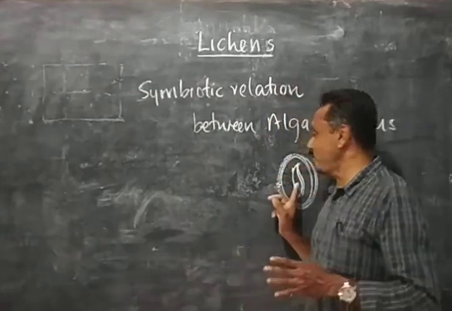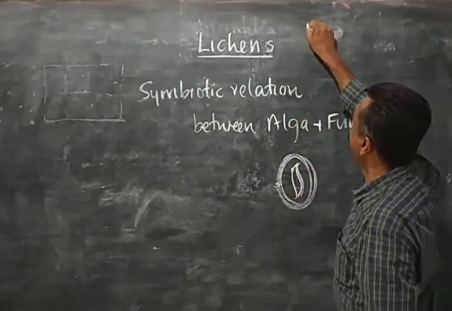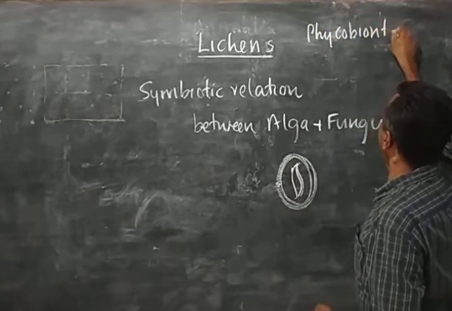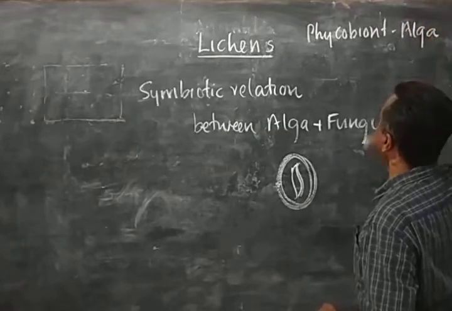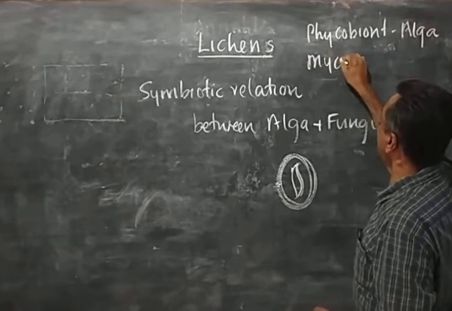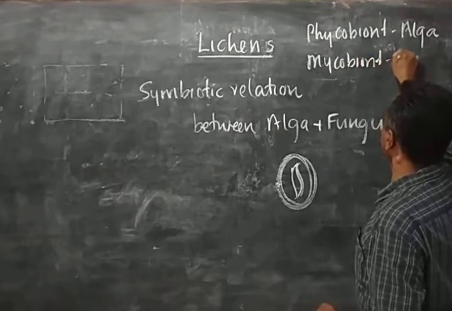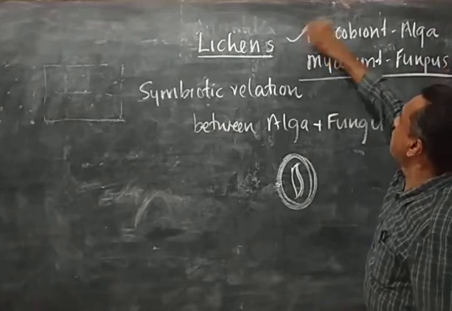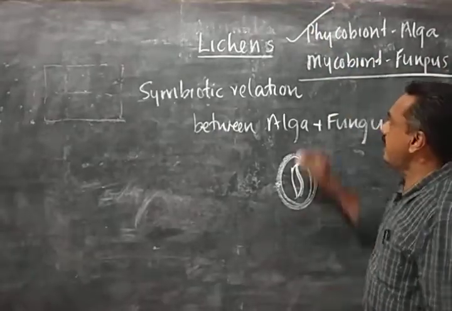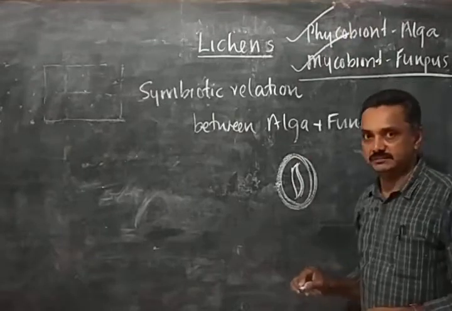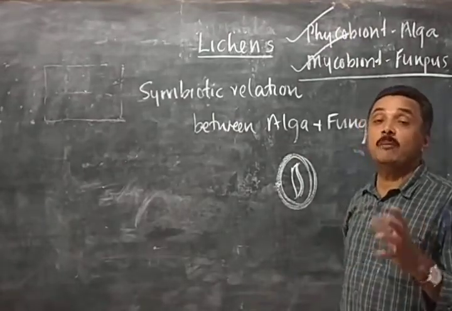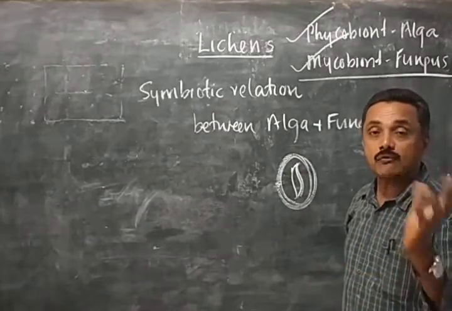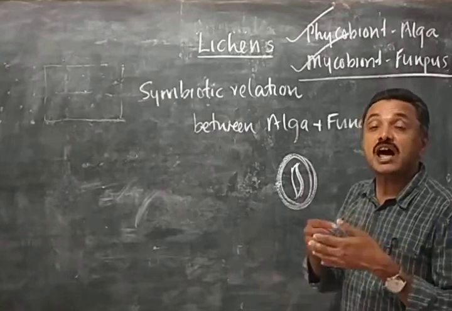See, here what is the duty of alga? The algal partner is called phycobiont. Alga is called phycobiont and fungus is called mycobiont. There are two organisms, one alga and one fungus. Differentiate between phycobiont and mycobiont: the alga is called phycobiont, the fungus is called mycobiont. Both are living together.